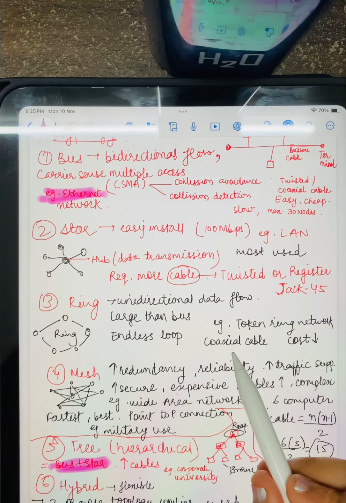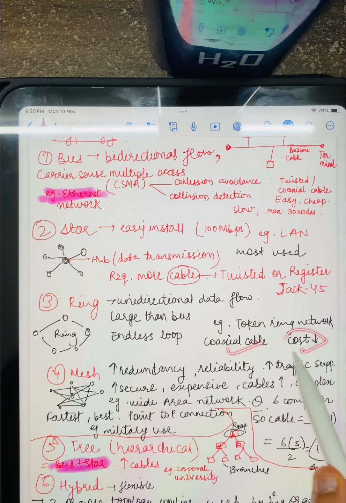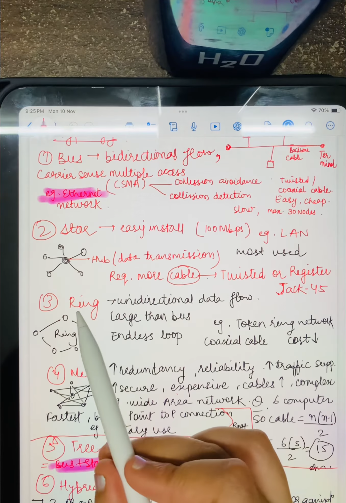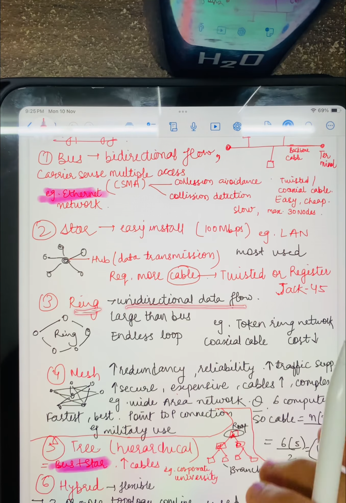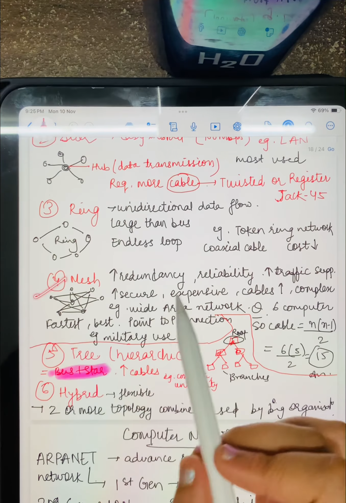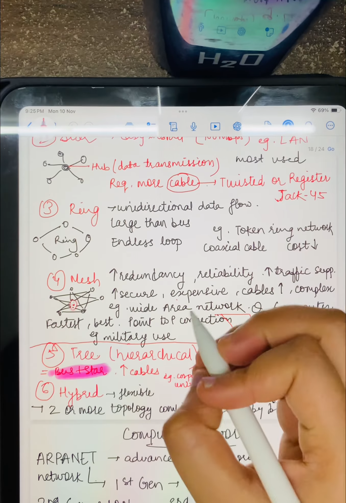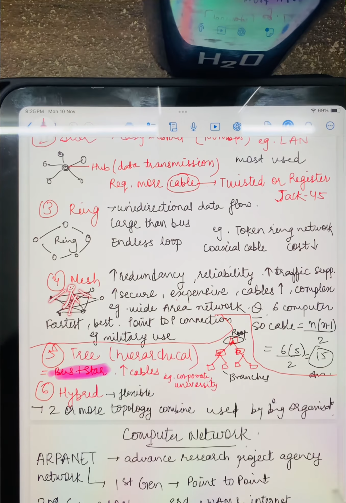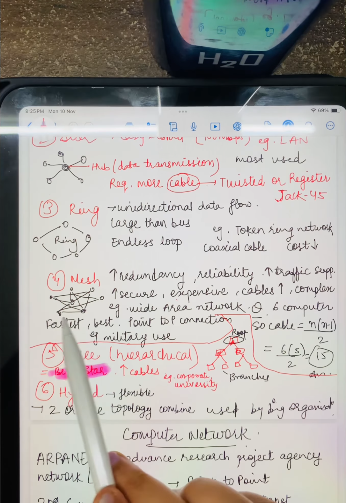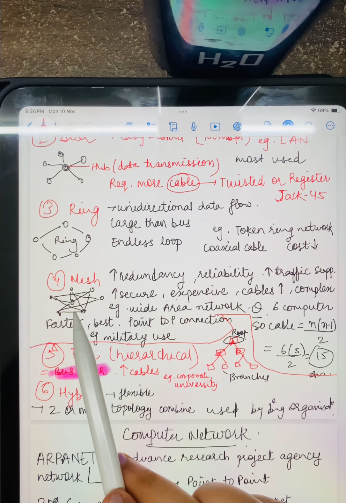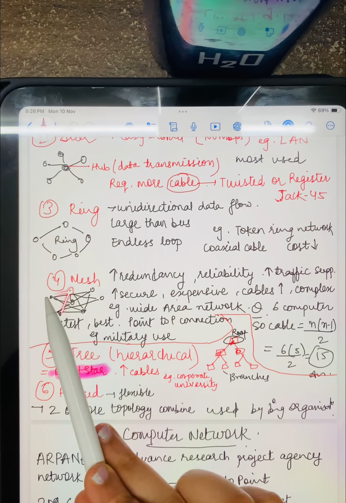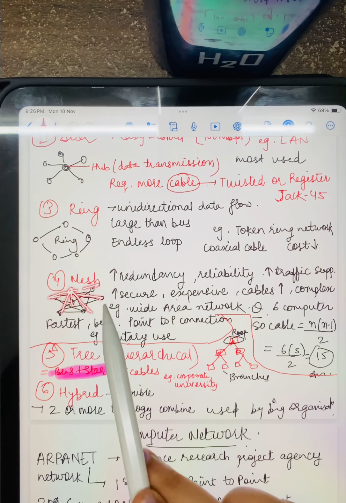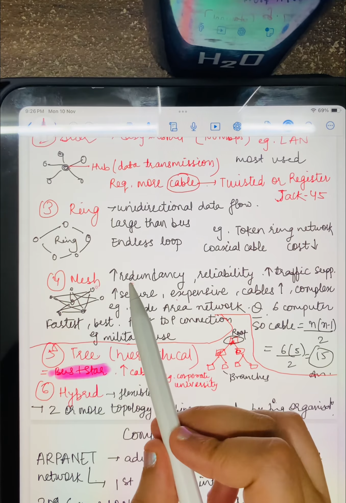ring network, coaxial cable. It has low cost and unidirectional data flow. Fourth is mesh. See, each one is connected to every one, like a star type, but multiple stars. See, this one is connected to this. Okay. Mesh has high redundancy.